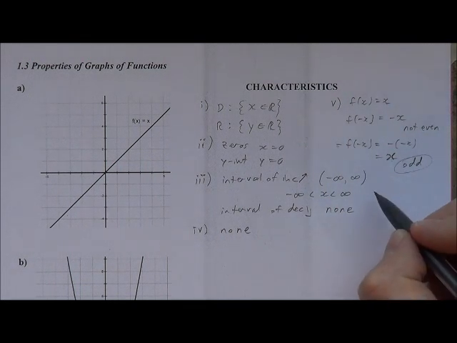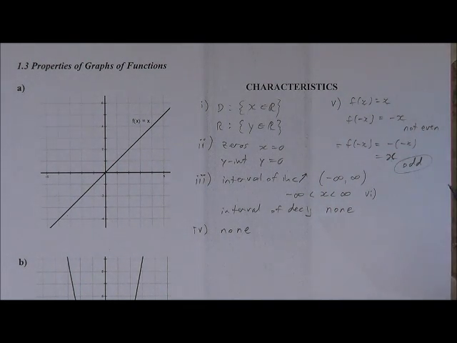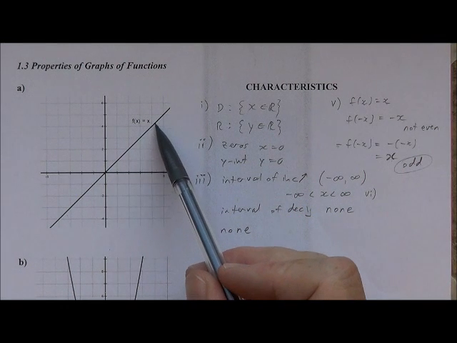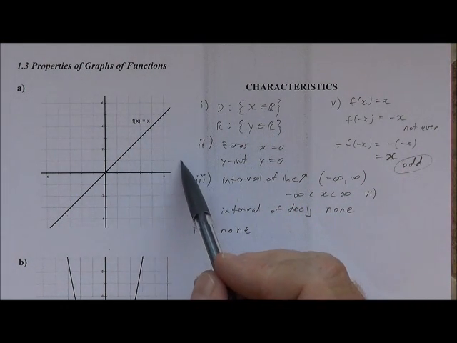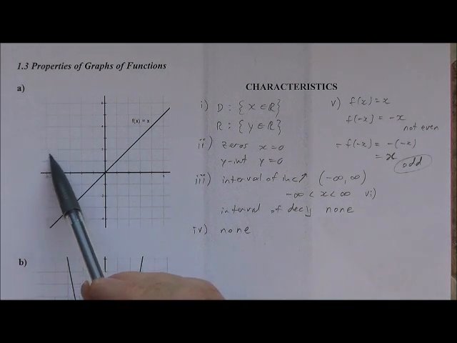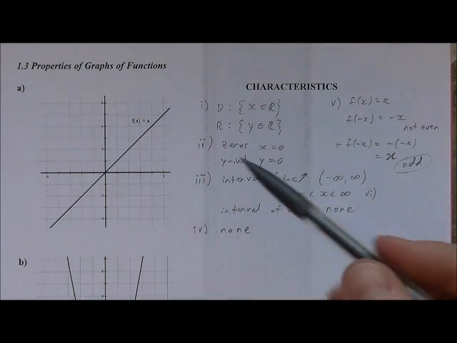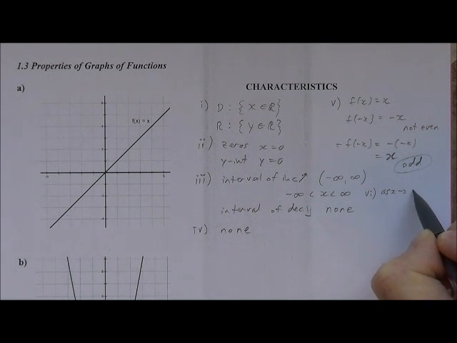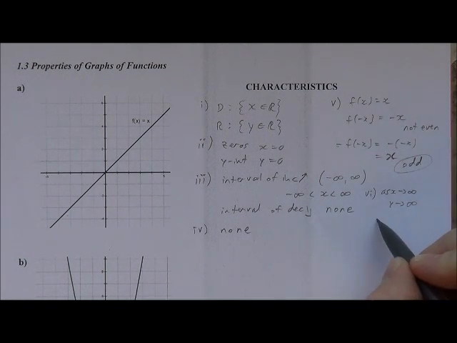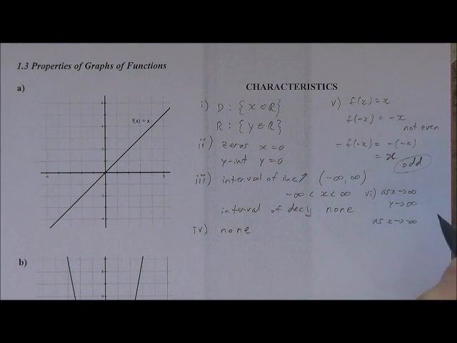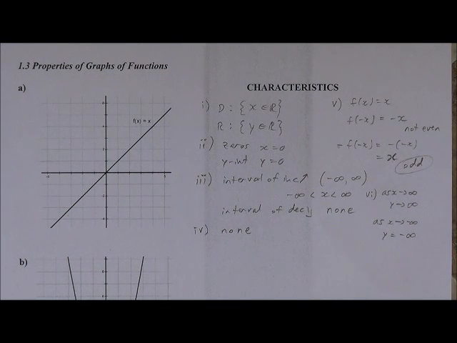And for part 6, end behavior, we take a look at what happens to the graph as x gets really, really big, positive towards positive infinity, and when x gets really, really big, negative towards negative infinity. So we see here as x approaches infinity, y also approaches infinity, and as x approaches negative infinity, y approaches negative infinity. Okay, so those are the end behaviors of the graph.